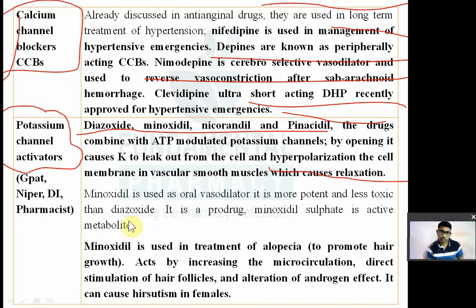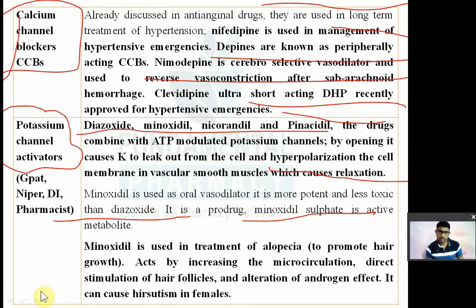Now minoxidil, it is used as an oral vasodilator. It is more potent and less toxic than diazoxide. Minoxidil is a prodrug. It is converted into minoxidil sulfate. Minoxidil sulfate is the active metabolite of minoxidil.